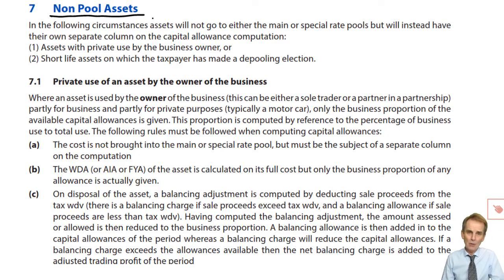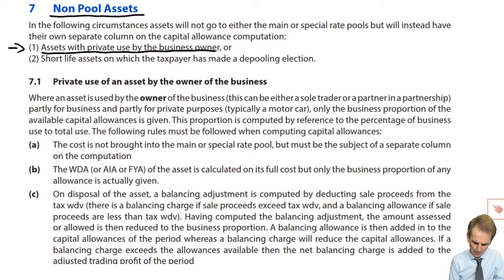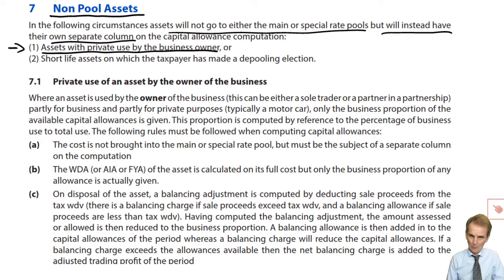By far the most likely situation where you're going to have to deal with this is this first one: assets with private use by the business owner. The following assets will not go to either of the main or special rate pools, but will instead have their own separate column. If there were 47 individual non-pool assets, each one of the 47 would have its own separate column on the computation. We're probably not going to have to deal with more than one. So, own separate column on the CA computation.